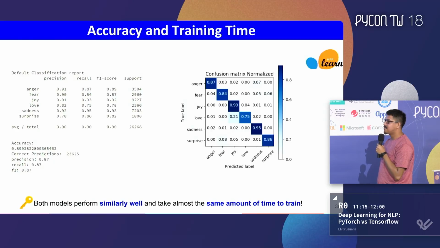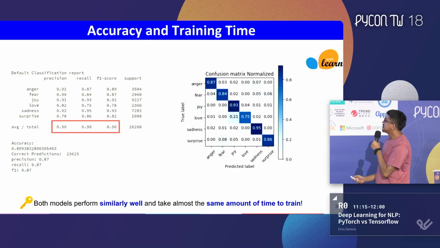Both models perform similarly well from my conclusion, and they take almost the same amount of time to train. That was kind of surprising to me. Even though these things were built with very different philosophies, they both perform well and they both train in the same time. So then we have the same output. It's just what you prefer to use as the algorithm and for building your architectures.